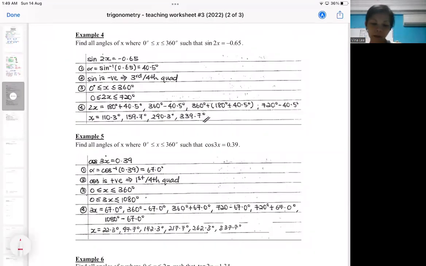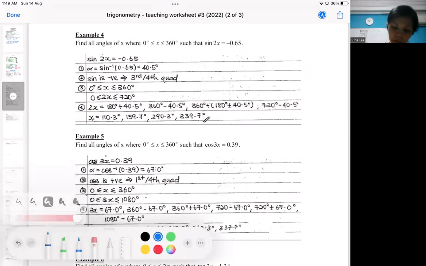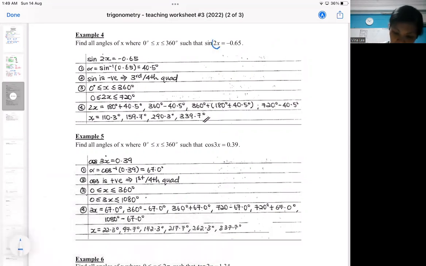Okay, so in this part, from example 4 onwards, we are going to be changing the range. How do I know that the range will be changing? You look at the angle. The angle right now is a 2x. So 2x will change the intervals, but it doesn't change the basic angle. So don't go and divide the basic angle by 2 or whatever.